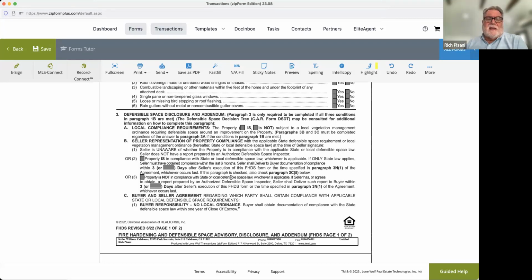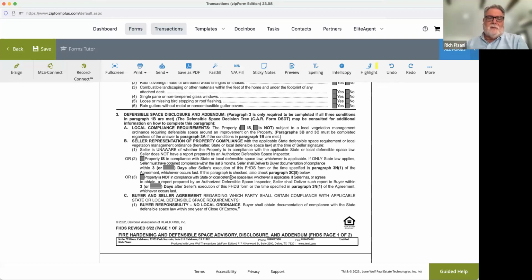So number two says the property is in compliance with state or local defensible space law, whichever is applicable. If only state law applies, seller must have obtained compliance within the last 6 months. So let's look at that. I said most likely they never will have a report, so this probably wouldn't be the answer, because they wouldn't know that they're in compliance.